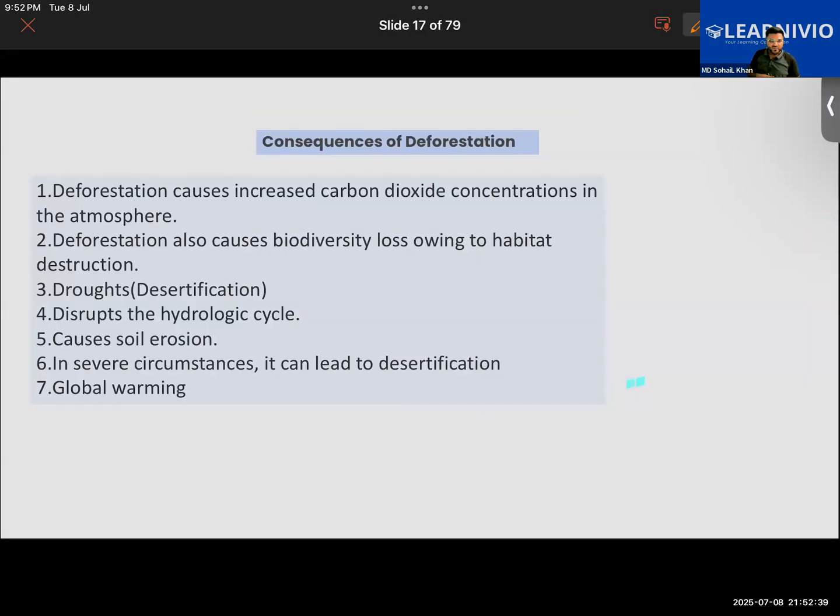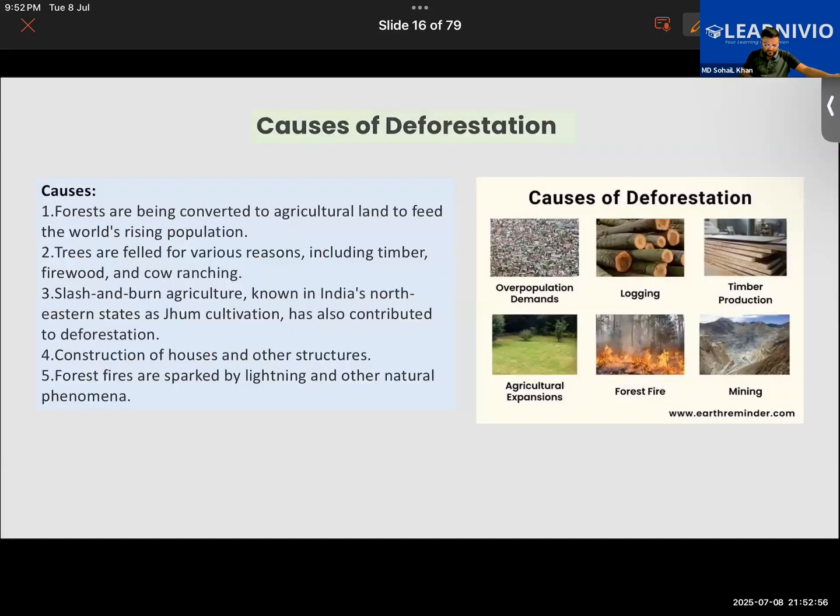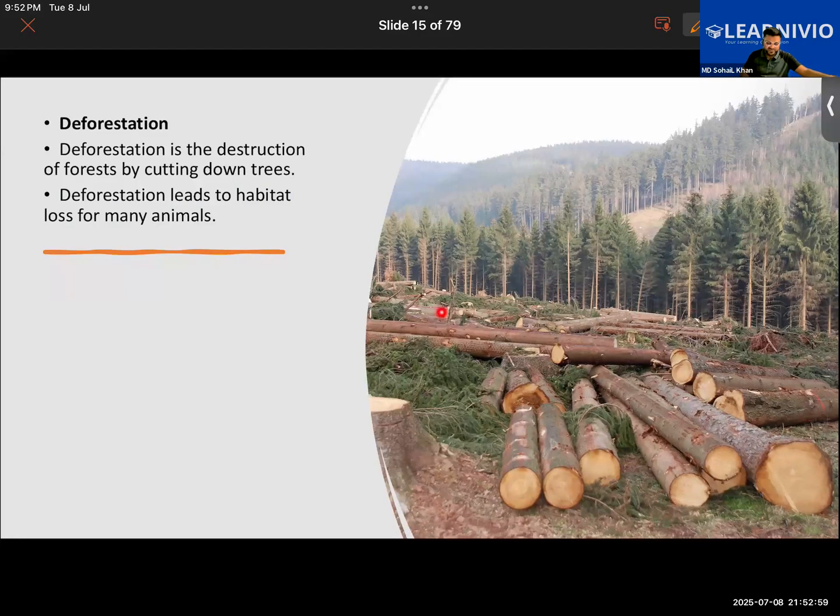Then obviously deforestation will have several impacts on the environment. It will lead to loss of biodiversity. Deforestation causes increased carbon dioxide concentrations in the atmosphere, meaning that earlier, when there was a forest in that area, plants were there. In the process of photosynthesis, you know that plants take in carbon dioxide. So they were taking in carbon dioxide from the atmosphere, and they were reducing the amount of carbon dioxide in the air. Getting it, everyone?